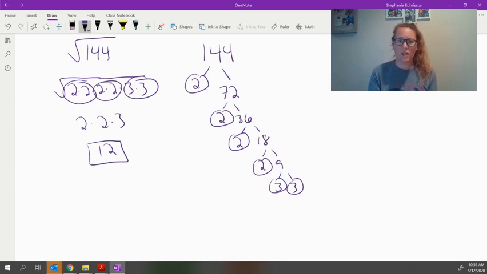So it doesn't matter that you forgot that the root of 144 was 12. You still got the answer. And in fact, you got the answer in a way that proves that the square root of 144 is 12. So that's an approach for this one.